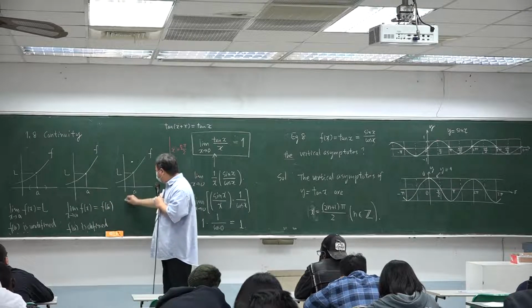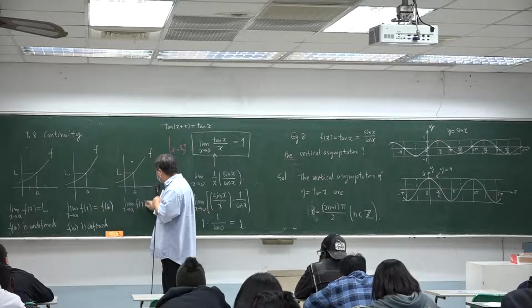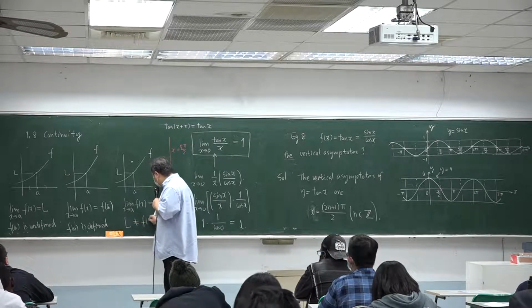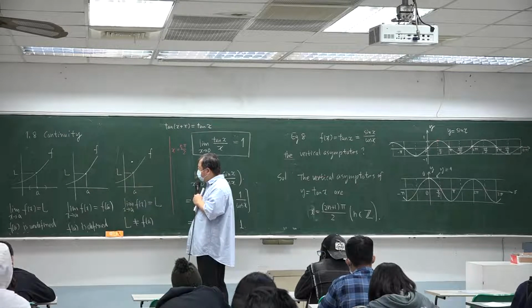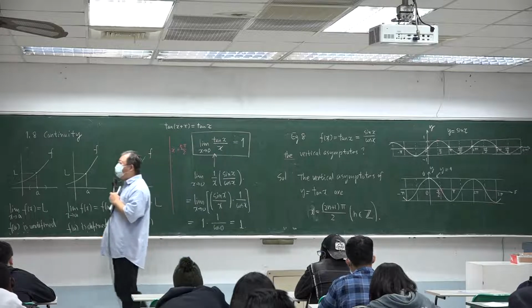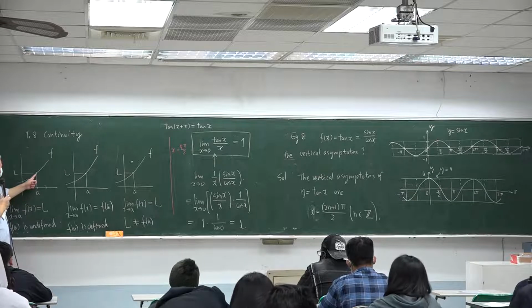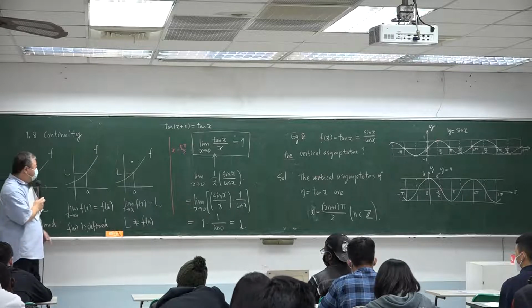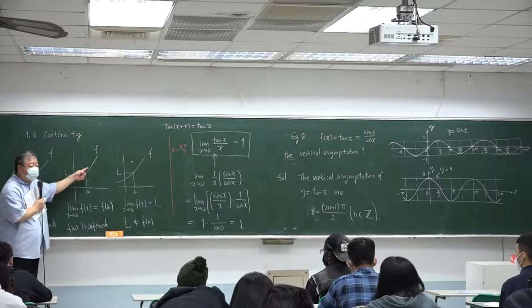And in this case, the limit exists, but f of A is defined, but they are different. So intuitively, the behavior of this function in the graph here is discontinuous at A. It's discontinuous at A here, but continuous at A here.